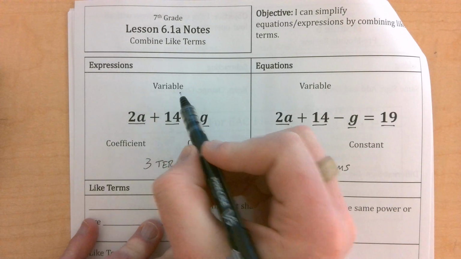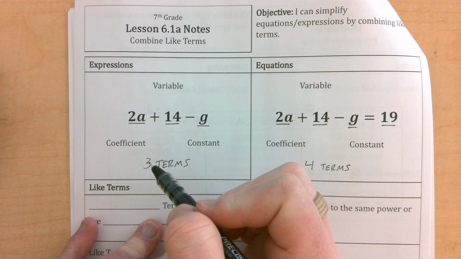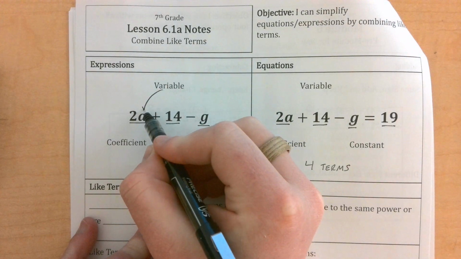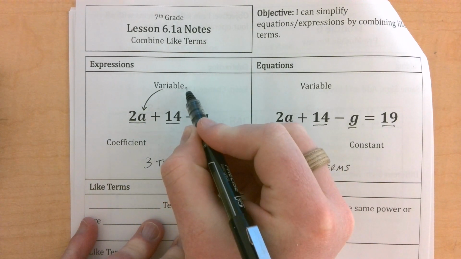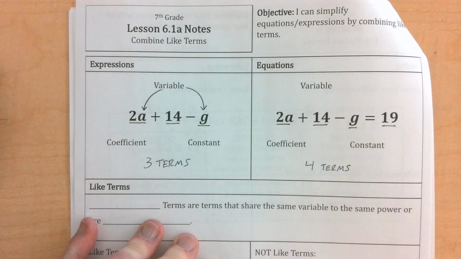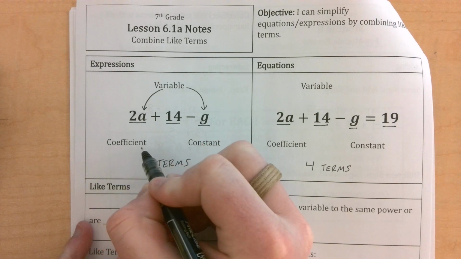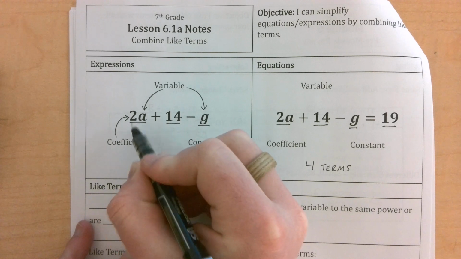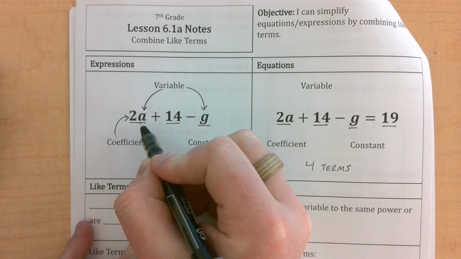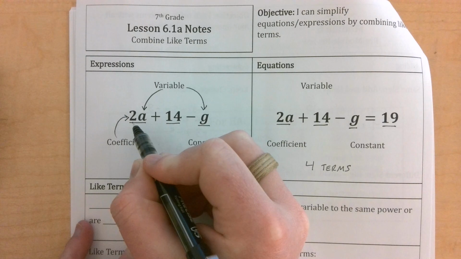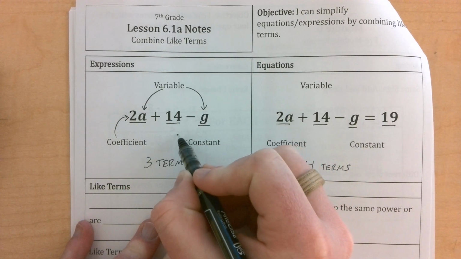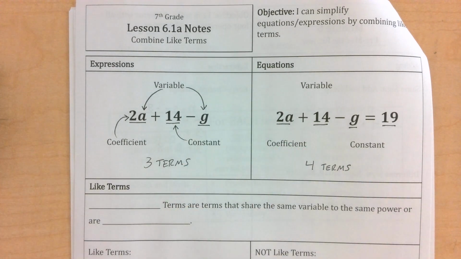A variable is a letter that we use to represent an unknown number. In this expression, we have 2 variables. We have a, which stands for a number that we don't know yet, and we have g, which stands for a different number that we don't know yet. A coefficient is the number that multiplies by a variable. 2 is a coefficient. It's in front of a, it's multiplying. This says 2 times a, or that we have 2 a's. And lastly, a constant is just a number without a variable.